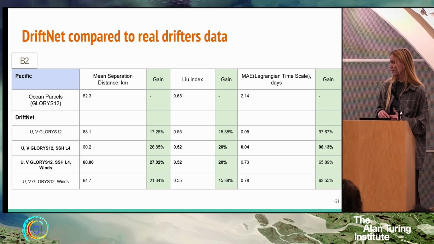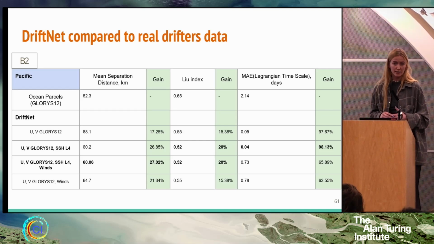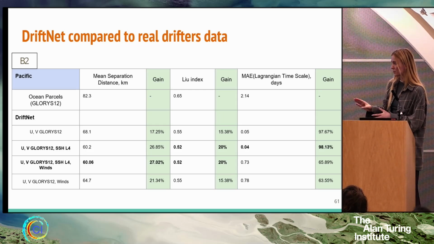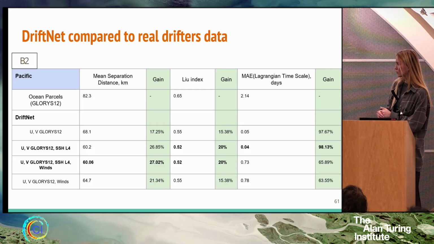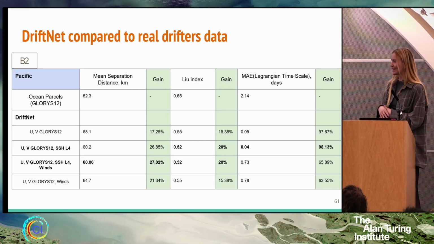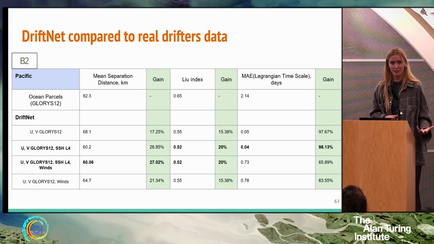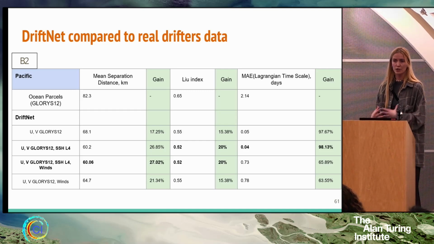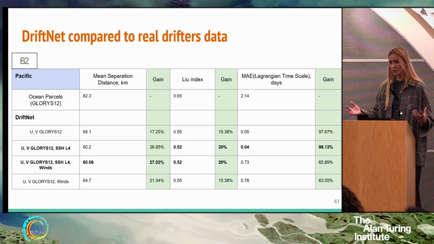And I also tested winds from the reanalysis model, the ERA5, which gives me the best results in terms of mean separation distance, but we still have some discrepancies in the Lagrangian timescale. But the conclusion here is that the combination of the velocities from the reanalysis model with the observed variables such as SSH gives the best Lagrangian simulation.